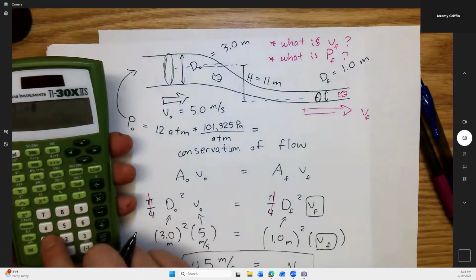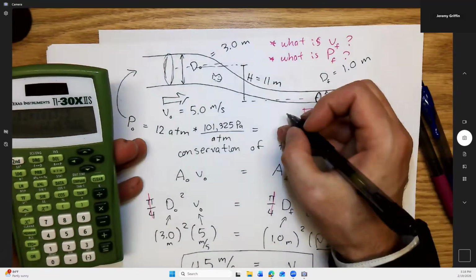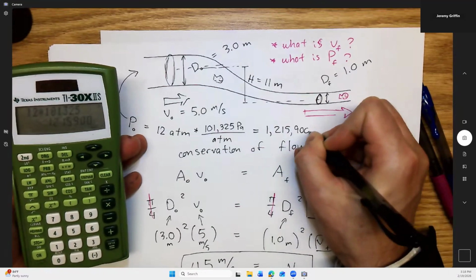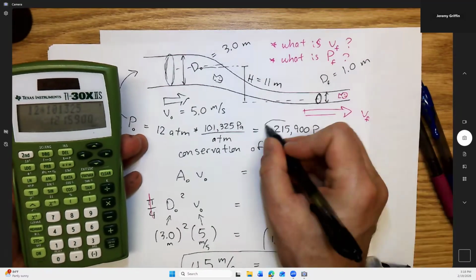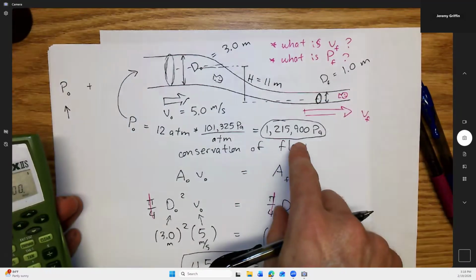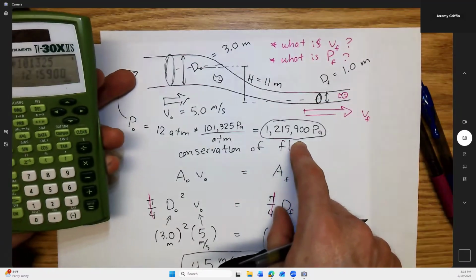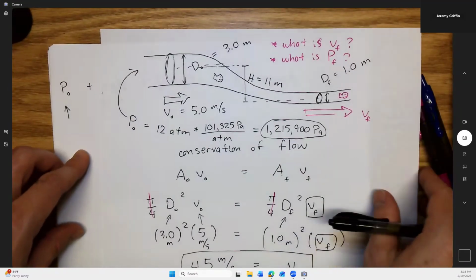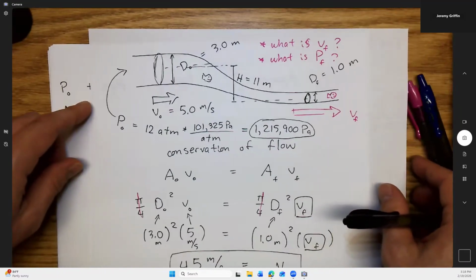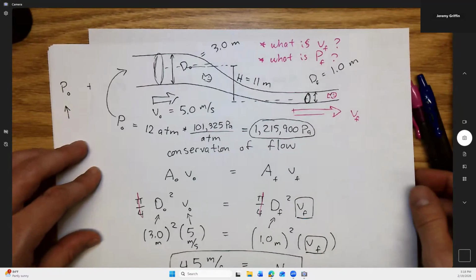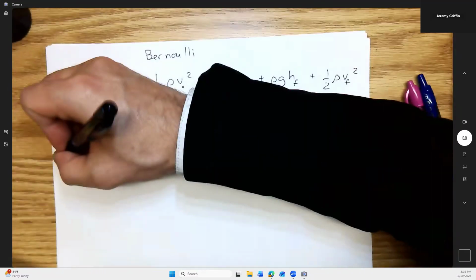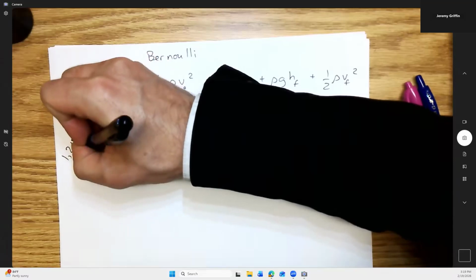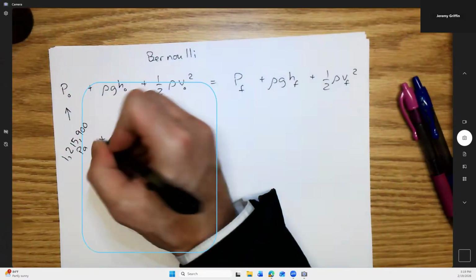So 12 times 101,325. I'm looking at 1.2 million. 1,215,900. And that's pascals. So that's the initial pressure in pascals, in the big part of the pipe up here. That's the number that's going to go in the Bernoulli equation. So 12 atmospheres is 1.2 million pascals. So right here I'll put 1.2 million. That's pascals. Then plus.